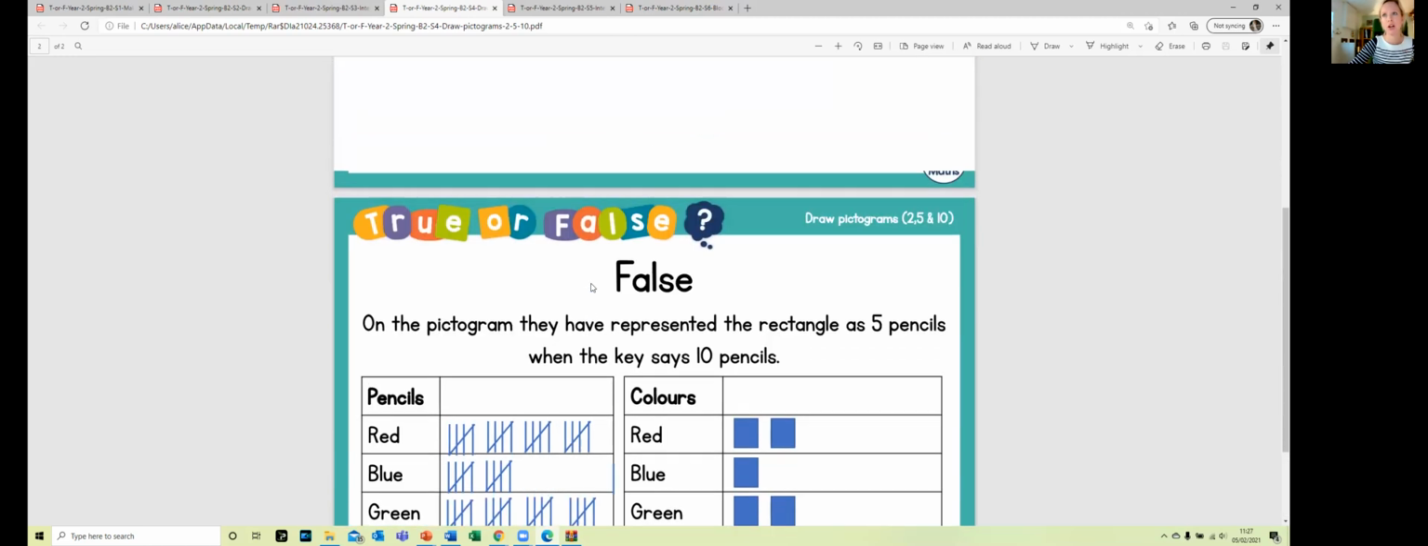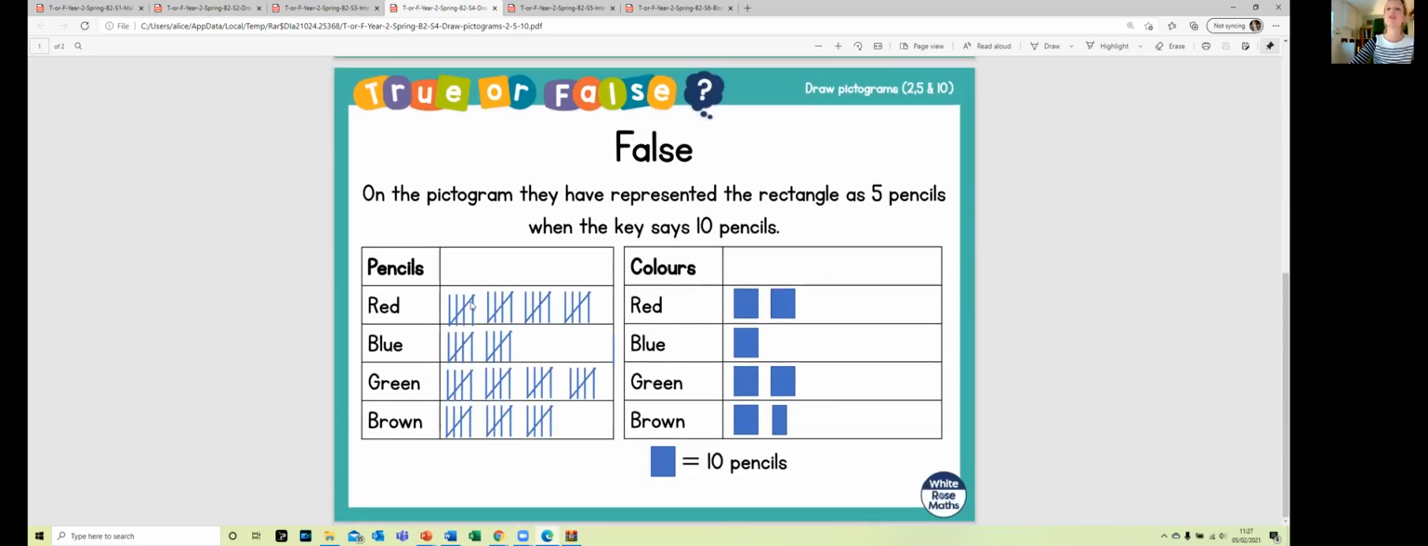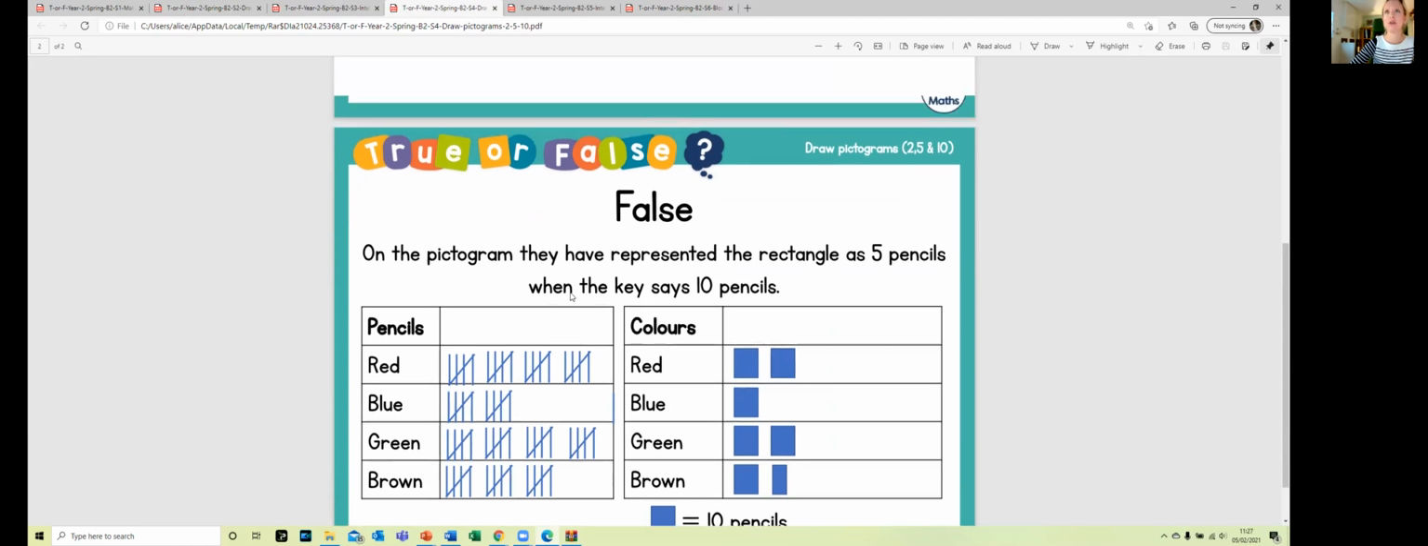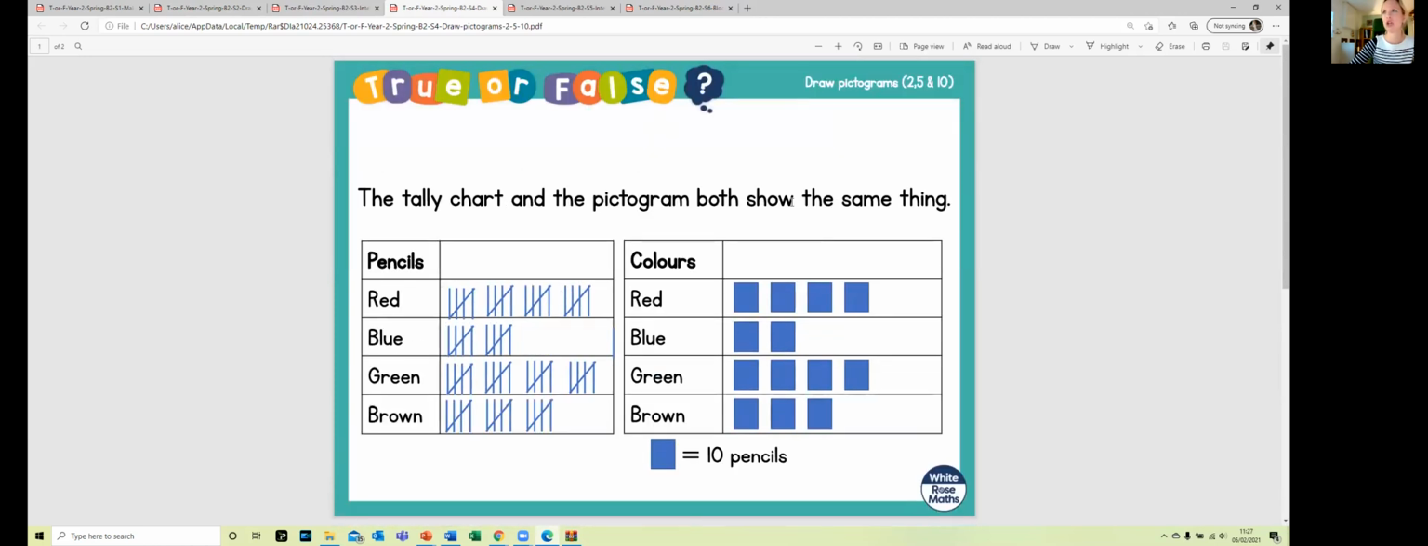So for red, for example, if we look at the red one on the tally, red pencils, we've got groups of 5 here, haven't we? We've got 5, 10, 15, 20. So if one of these blue rectangles is worth 10, so we've got 10 there and 20 there. If we're looking at the blue, I'm instantly confused. The tally chart and the pictogram both show the same thing. 10 pencils. Let's carry on.